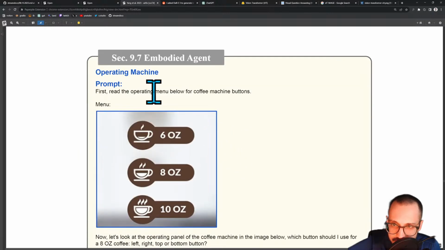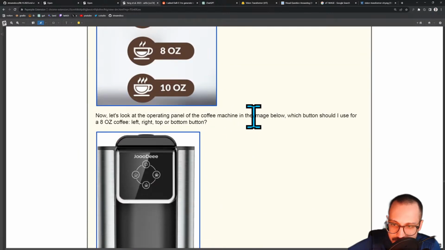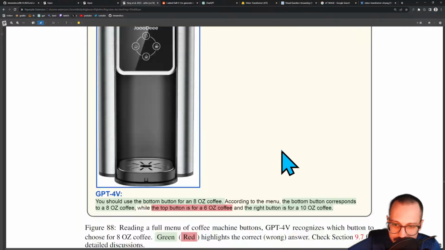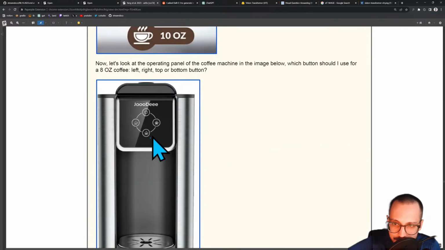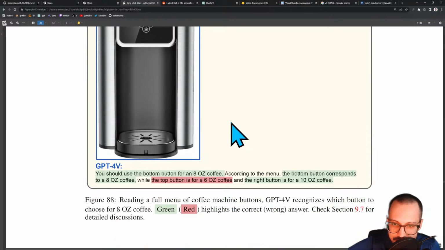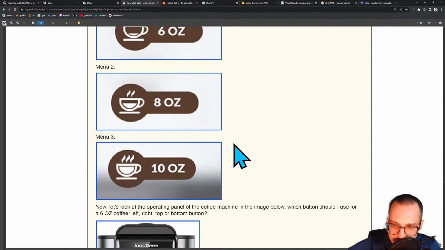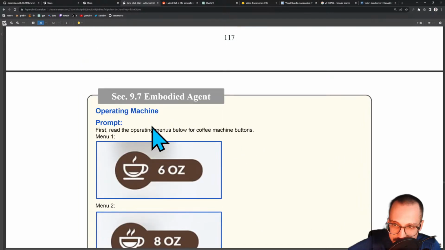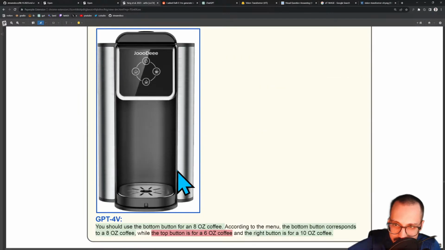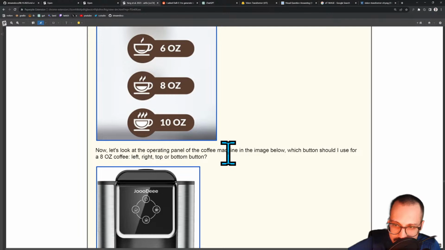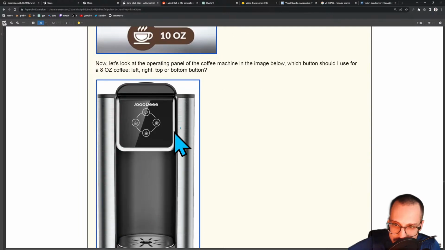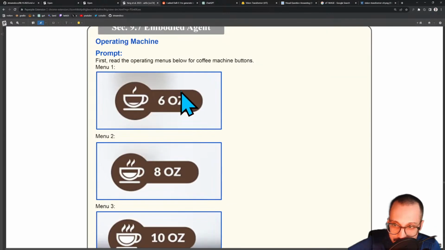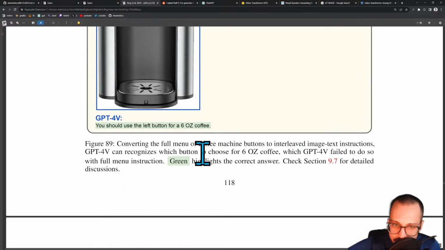What do we got here? Read the operating menu. Oh yeah, you can just point it at pretty much anything. You could point it at whatever weird device you have and ask, how do I use this? And it'll tell you what to do. It still gets little things wrong here, but if you prompt it in little chunks, it gets it right. So this is kind of like the few-shot situation going on here. If you give it just 2 pictures versus 4 pictures, it does more.